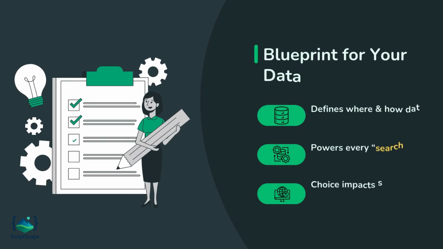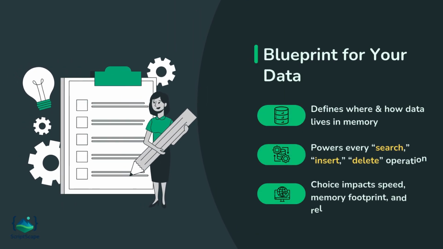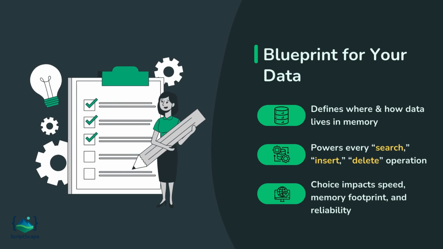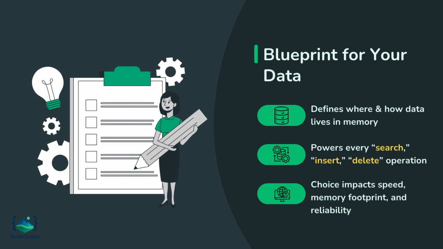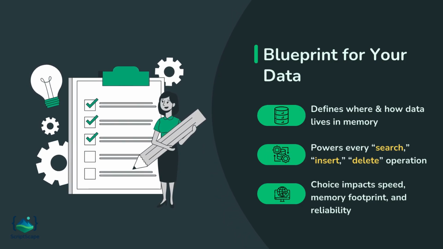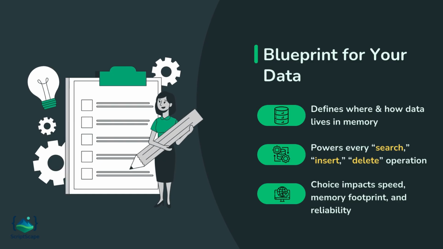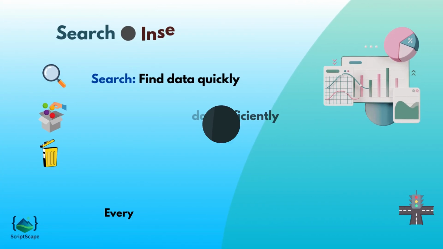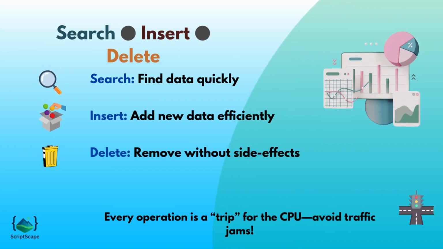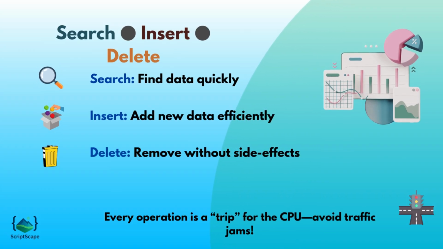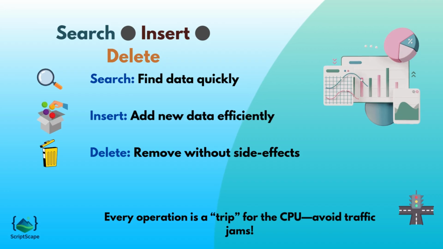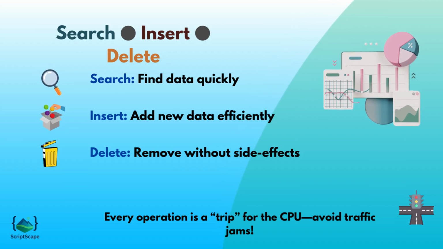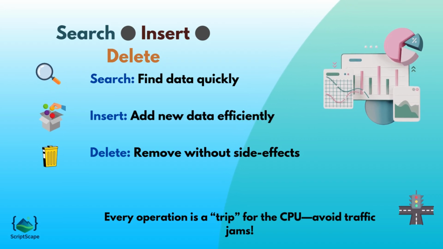Before we get technical, let's distill the core idea. A data structure is a deliberate strategy for how information is laid out in memory so the computer can find it, add to it, or reshape it fast. Operations like search, insert, and delete are the daily commute for your CPU, and the structure you choose decides whether that commute is gridlock or open highway.